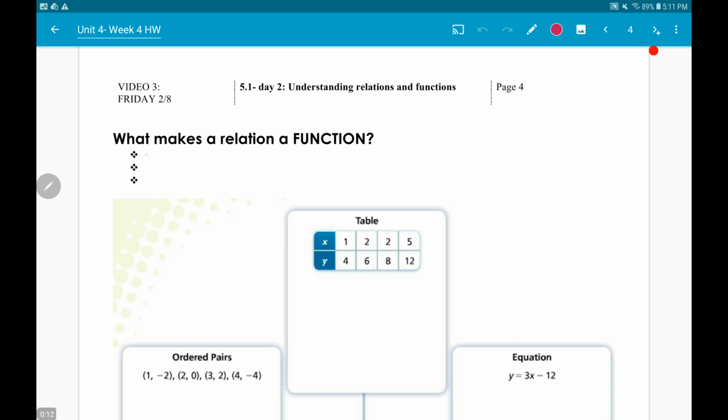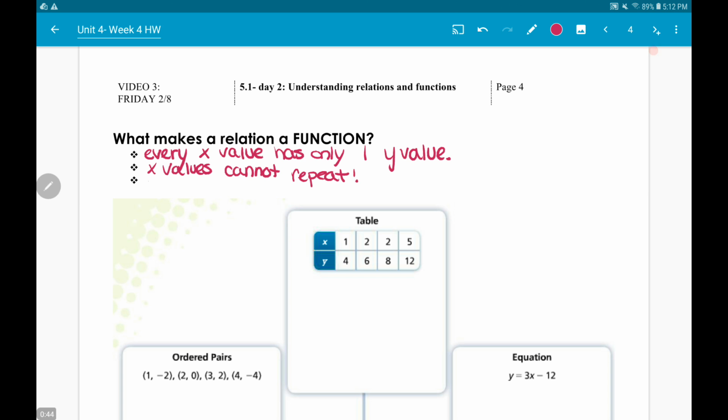A function is when every x value has only one y value. So what that means is the x values cannot repeat. But it does mean that y values can repeat. So we're going to go over some examples.